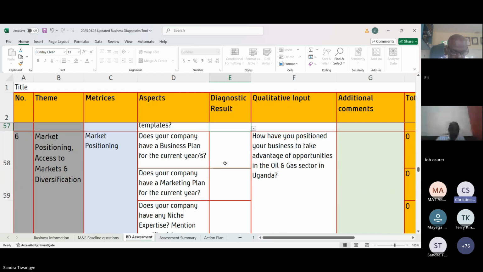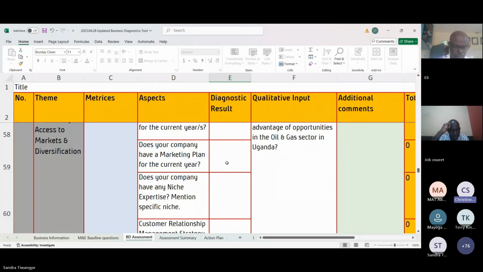How have you positioned your business to access new markets, grow and diversify? So do let us know. Do you have a business plan? Do you have a marketing plan? And all these are for the current year, 2025, or anything for 3 years, at least including 2025. Then, do you have any niche expertise as your company? Please do mention which one.